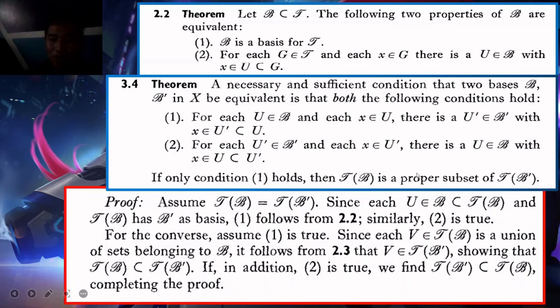Okay. And for each X element in U, since U is here, there is a U. Now, since script B is a basis, script B is a basis for tau script B. So, direct class, our script B here, script B prime, and then this is U prime, U prime element in script B prime. So we replace with U prime. The U, replace with U prime. And then the other one, replace with U. Okay. So we have shown number 1. Okay? So the 2, the proof is similar.